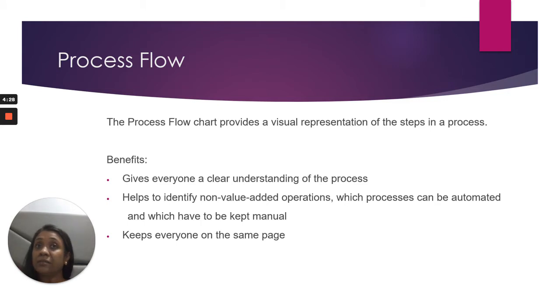So if your customer's business process is too lengthy or complex, use a process flow diagram to illustrate it rather than writing it in a textual format. Why? Because it will give everyone a clear understanding of the process and it will help you identify any non-value added operations, which processes can be automated and which have to be kept manual. It will keep everyone on the same page. So in today's video, I will show you how to draw a process flow diagram in 4 simple steps.